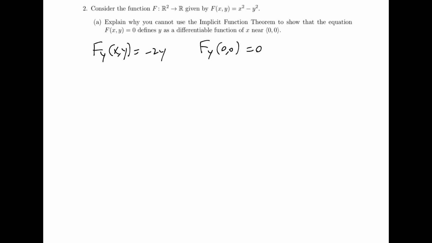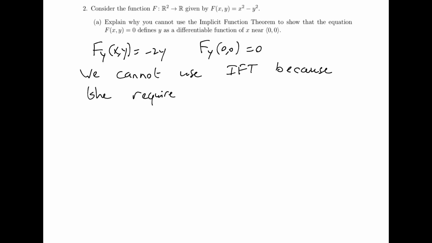So we cannot, let's write it out, we cannot use the implicit function theorem because one of the requirements, namely that this is not 0, is false. We computed it is 0, therefore we can never use the implicit function theorem.